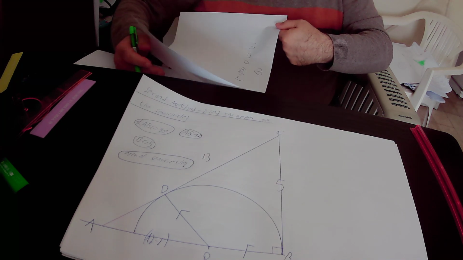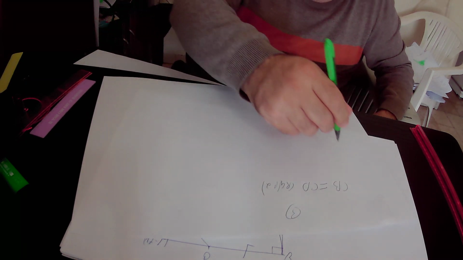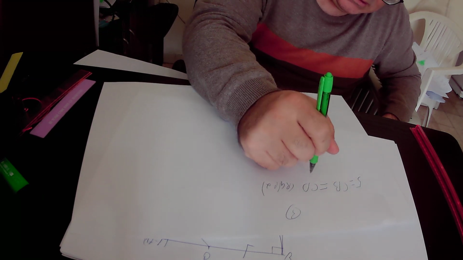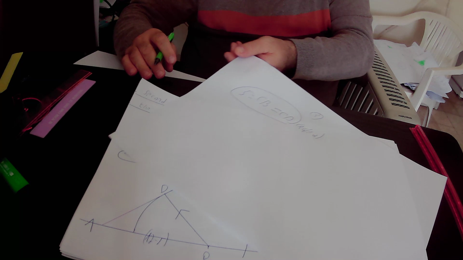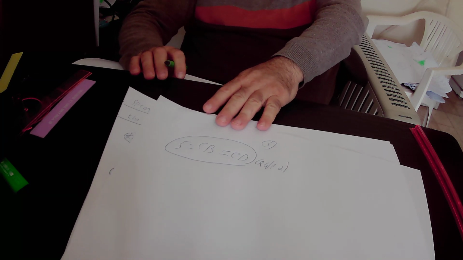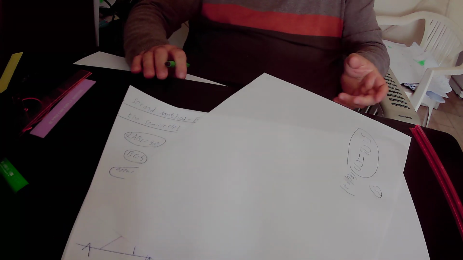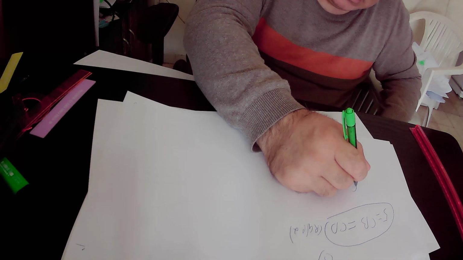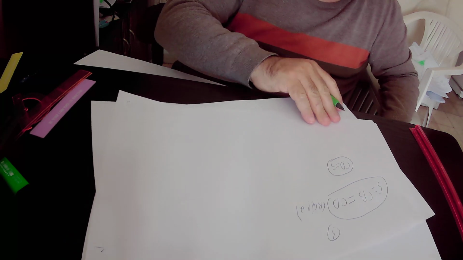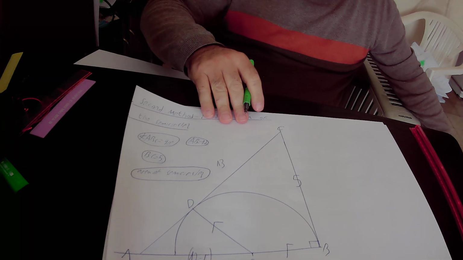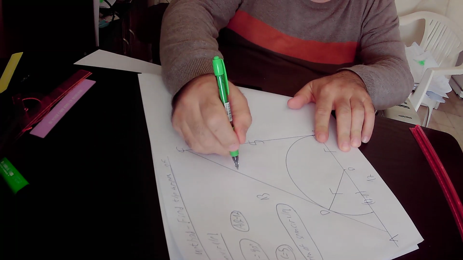But we know that CB equals 5 units. It is given in the question. So we can write here that CB equals 5 units. From this equation, we derive that CD also equals 5 units. Okay, CD equals 5 units. So I can write here that CD equals 5 units.